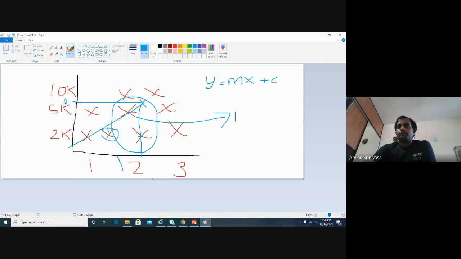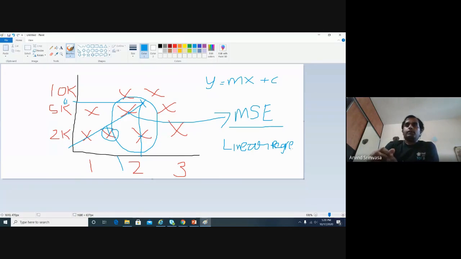This error is called mean square error. So I want you people to note down all this and read in your free time what is meant by mean square error, what is meant by linear regression, so that it will be helpful when you are being taught in the coming days. So what we are doing here, we are trying to minimize the error.